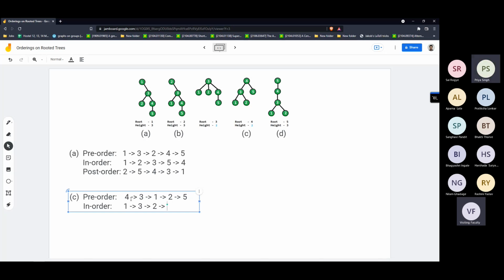Then 4 is the root, so we'll write 4. And then we'll write the right subtree of 4, that is 5.